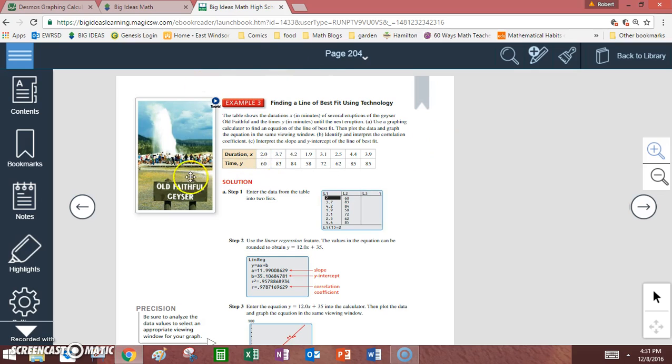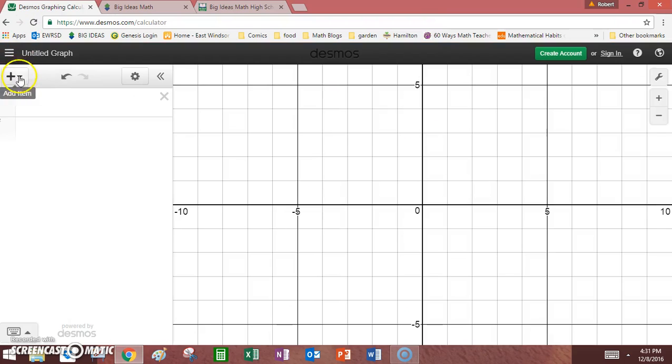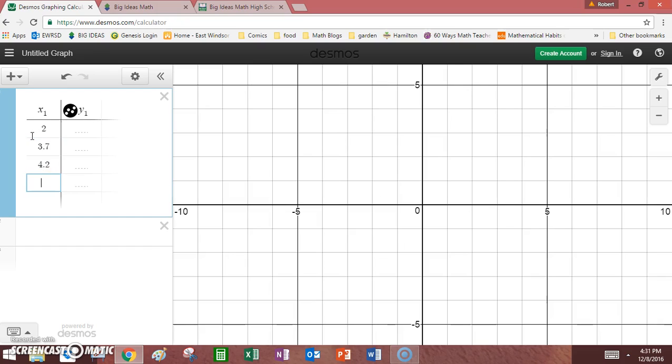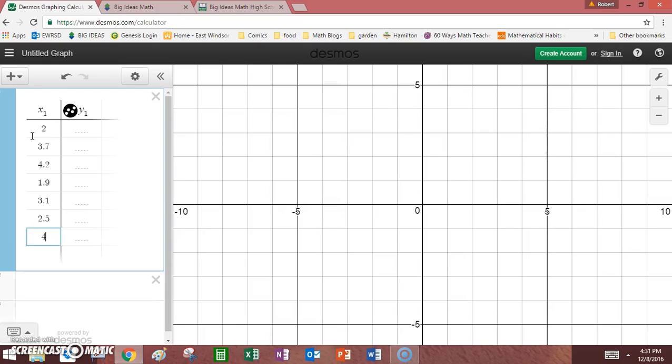So first thing I've got to do is enter the data. To do that, we click this plus sign, add item, and we want a table. So we click table. Then I'm going to enter all my x values followed by all my y values. And 60. Alright, so we have all the data.